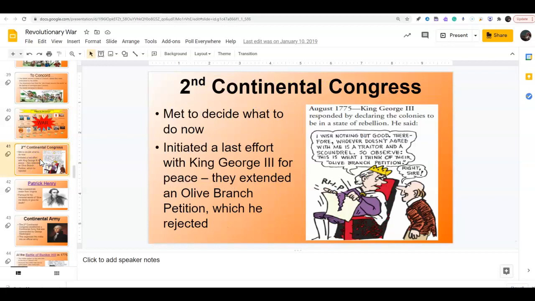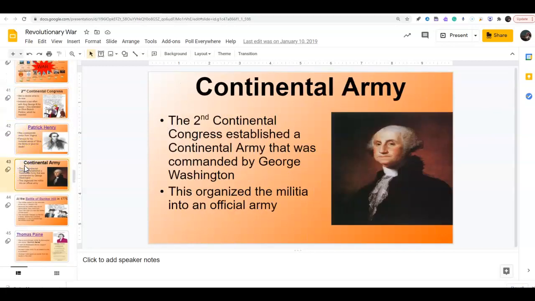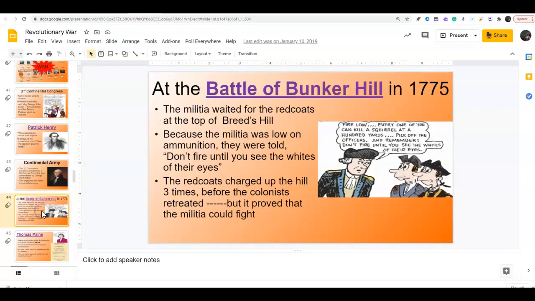Now, the Americans try to issue peace, but the king is pretty confident in his army that if the Americans want a war, then they can easily defeat us. So the Second Continental Congress issues the Olive Branch Petition, which is rejected by the king. The Second Continental Congress names George Washington its commander-in-chief. He organizes the militia into an army. Then you get the Battle of Bunker Hill. Now this is one of the more important battles. However, America did lose, but it proved that we could fight.